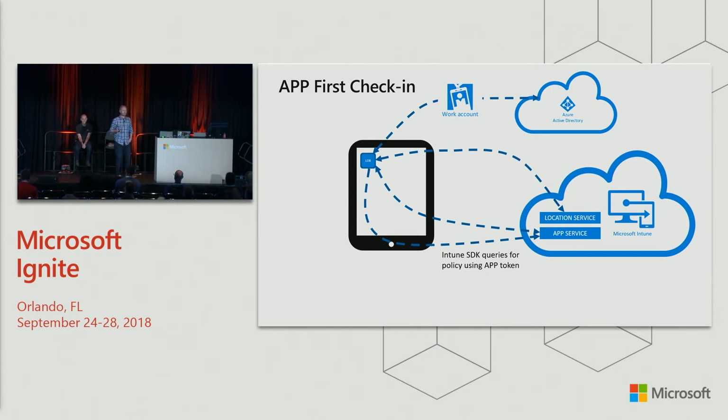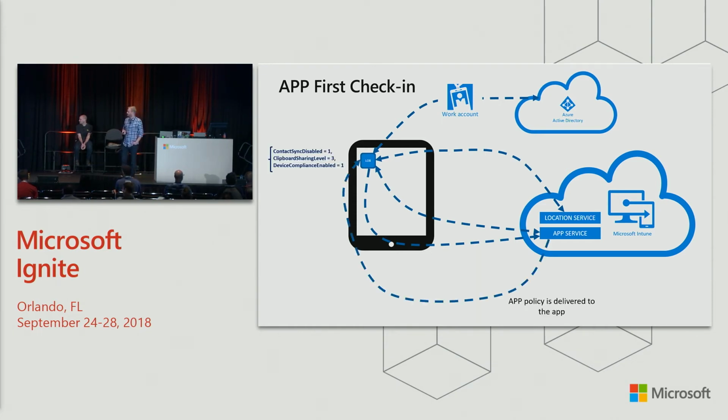The Intune SDK then queries for policy using the APP token, and the policy is going to be delivered down to my application. And you'll see here a couple of key value pairs. These are just 3 examples. This is the format that we deliver these policy settings down to the application themselves.